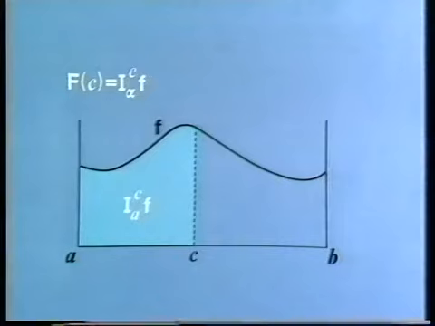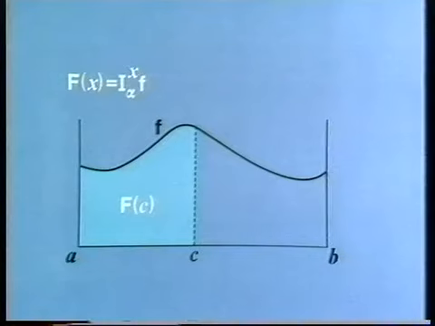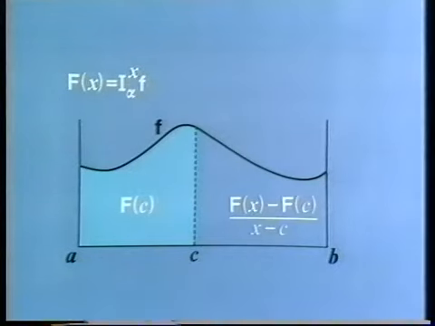Remember that capital F of c is the integral from a to c of f. And in general, capital F of x is the integral from a to x of f. Now we're trying to prove that little f is the derived function of capital F. And to get at the derived function, we investigate the chord-slope function, capital F of x minus capital F of c over x minus c.